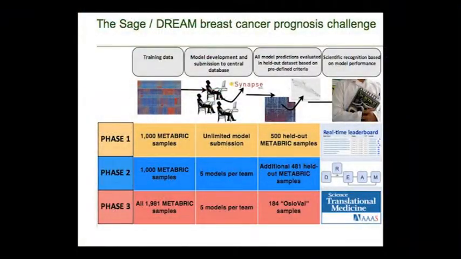Then we got Google to say they'd give us a 1,000-node cluster and make it available so anyone anywhere in the world didn't have to worry, "I don't have a big enough cluster." Whether you're in a high school or in another country, anyone in the world had the same access to carry it out. We divided it into 3 phases. In the first phase, we took 1,000 of the samples, with unlimited model submission, and 500 left out to train on. The second phase restricted teams to 5 models each. And in the end, we had an entirely different set of patients.